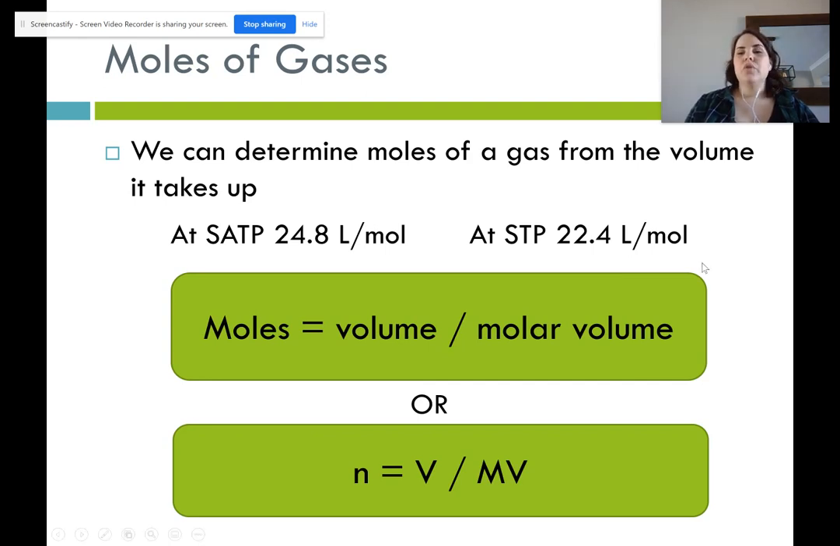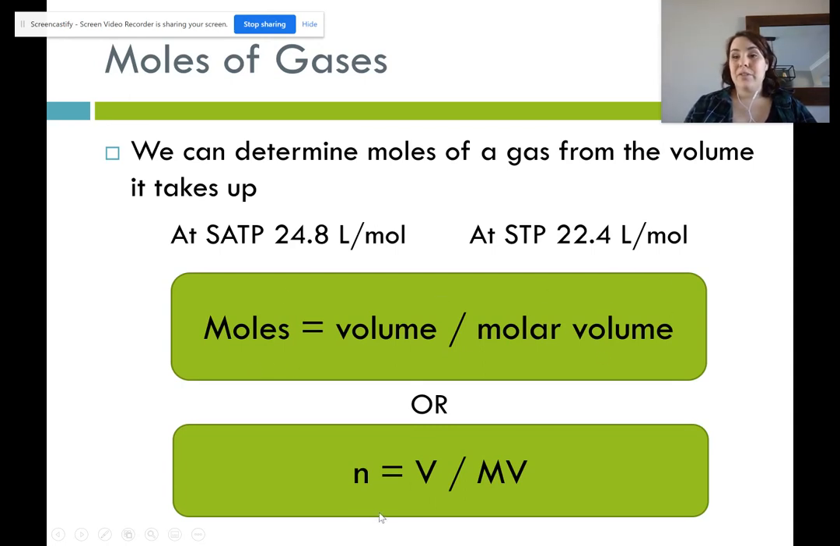The two that we should know, and the two that we're going to use most commonly, are SATP and STP. So remember, standard ambient temperature and pressure, 25 degrees C and 100 kilopascals. Or standard temperature and pressure, so 0 degrees C and 101.325 kilopascals.